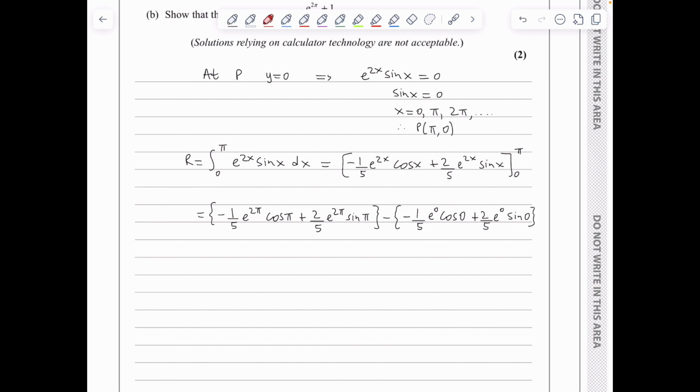Well, obviously we should be able to recognize that sine of pi is 0 and sine of 0 is also 0. Cos of pi is negative 1 and cos of 0 is 1. So this leads to 1 over 5 e to the 2 pi plus 1 over 5, and therefore we're looking at e to the 2 pi plus 1 over 5 as required.